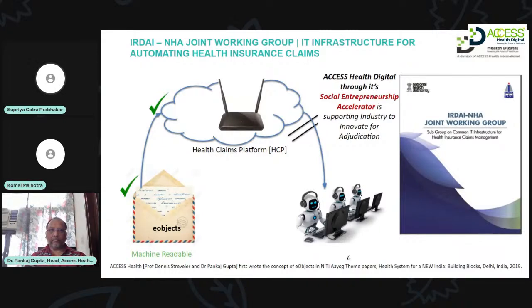to the health claims platform. The health claim platform would route it to the right insurance provider, and the insurance provider receives this packet of information, processes this because this is machine readable. The health insurance provider can then pass or fail the claim based on whatever information that is provided within the e-object.